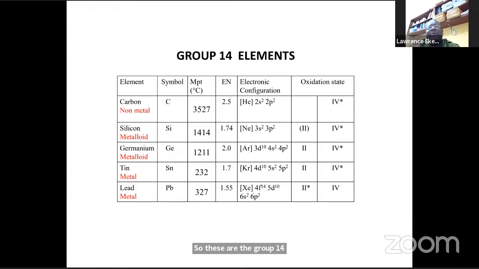If you look at the table before you, the electronegativity, like I've explained before, of carbon is high, then that of silicon is lower, then that of germanium is higher than silicon, then you have a gradual decrease from tin to lead. The same thing applies to the oxidation states, which vary between oxidation state 2 and oxidation state 4.